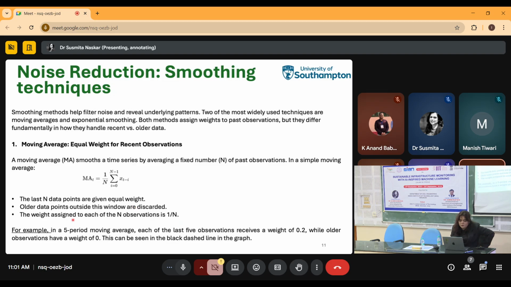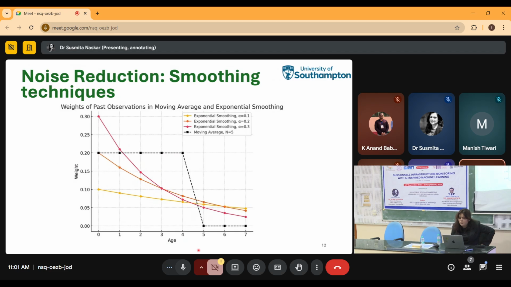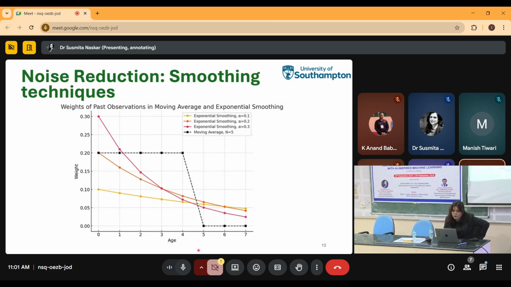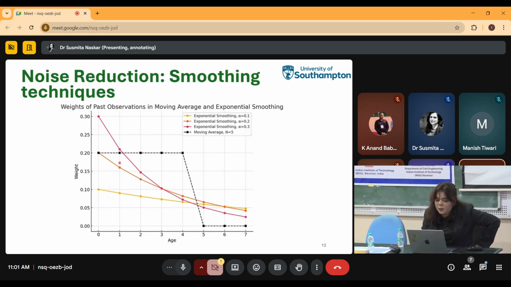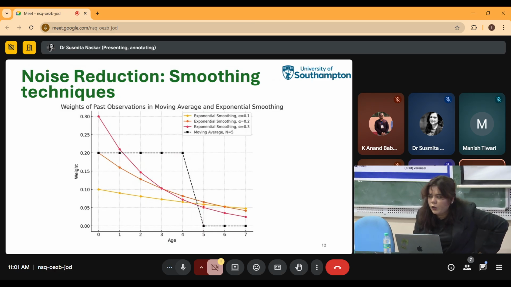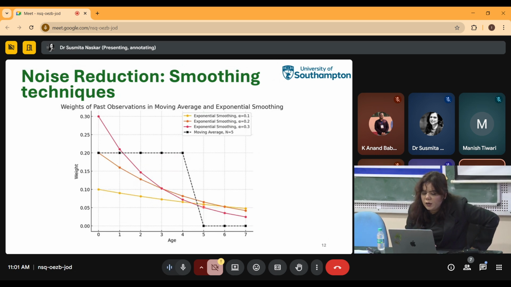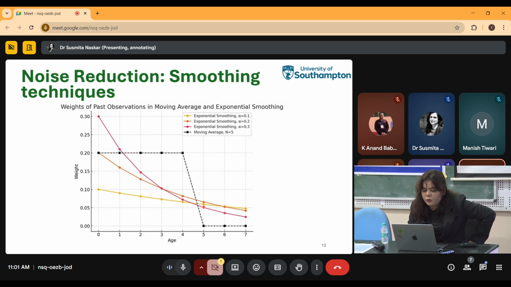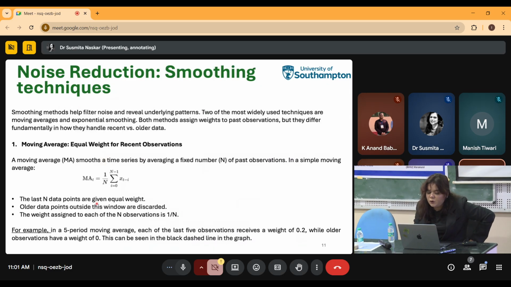And then if you go back here, that's how we generally plot it, weight versus age, because we are taking it as the weight of past observations in the moving average and the exponential smoothing. So that's how we generally try to put it. We will try to see one or two equations today in the tutorial to understand it a little better. And then you will see this is the equation, and how we use it.